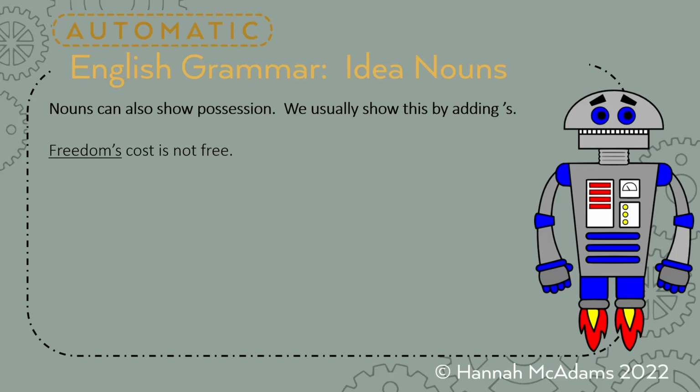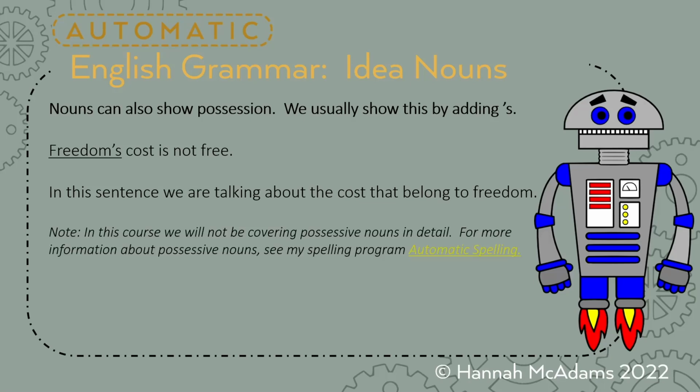But anyway, freedom's, do you see the apostrophe S there? That shows possession, okay? So freedom's is a possessive noun, all right? Okay, in this sentence, we're talking about the cost that belongs to freedom, okay? So freedom owns a cost. All right, in this course, again, we will not be covering possessive nouns in detail, but if that's something you're interested in, you can look at my spelling program because we work daily with apostrophes.